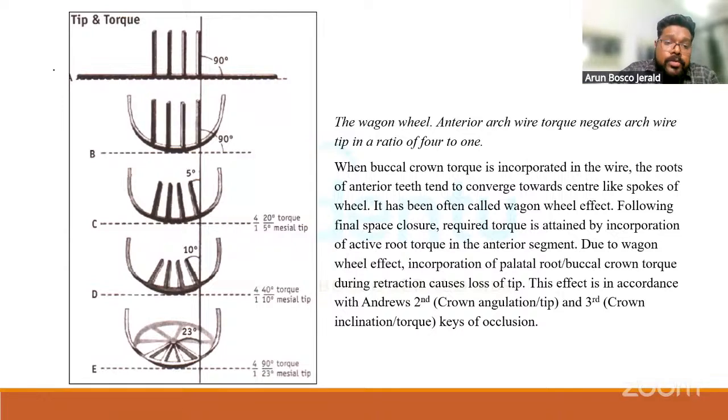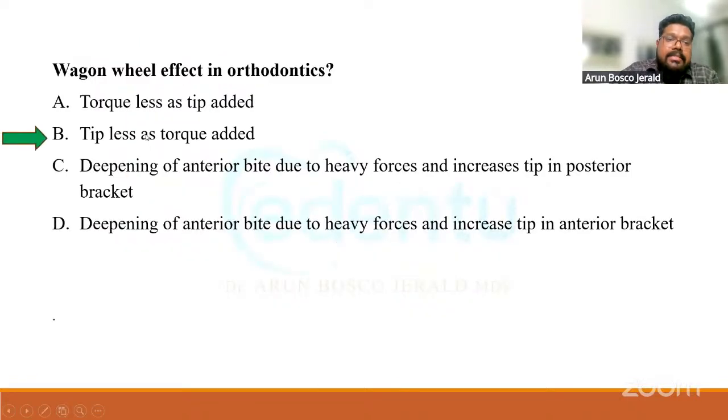So this loss of tip because of addition of torque is called the wagon wheel effect. That means it becomes like a wagon wheel. So once you are adding torque, the tip is lost. That is what is meant by wagon wheel effect. So the correct answer is: tip is less as torque is added.